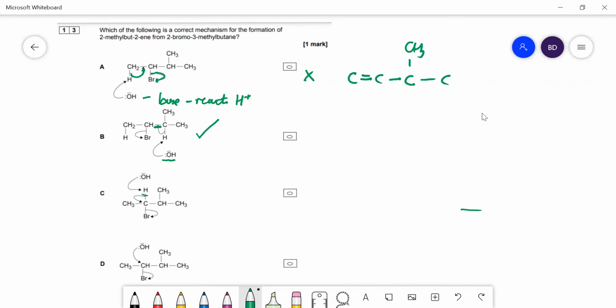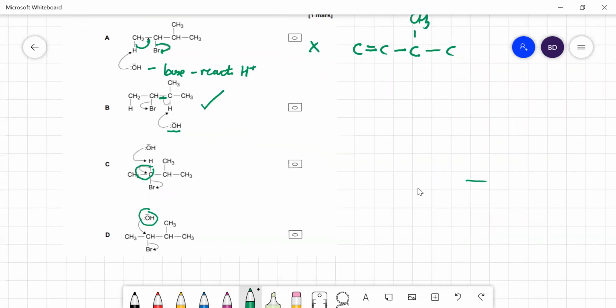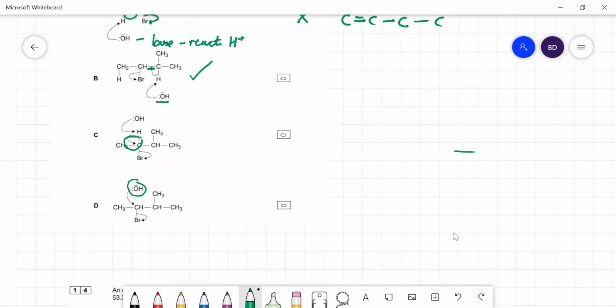This one is wrong because it's got an arrow going onto the carbon. That shouldn't go onto the carbon. It should go to form a pi bond. So that one's wrong because of that. And this one is acting as a nucleophile. This is nucleophilic substitution, and that would end up giving you an alcohol, not the alkene. So B is the correct answer there. And I nearly said it was A because I didn't read the question properly.